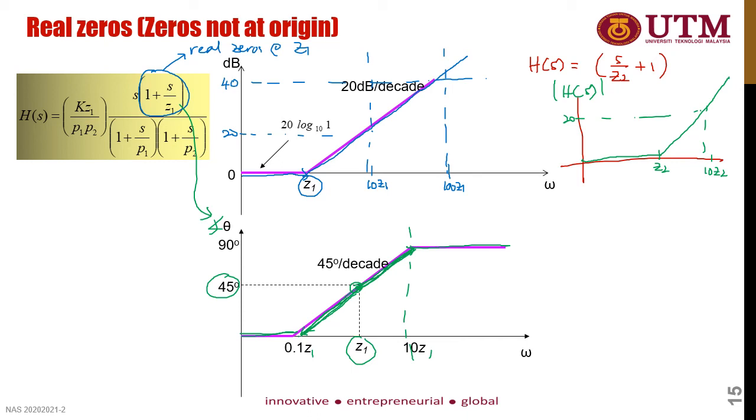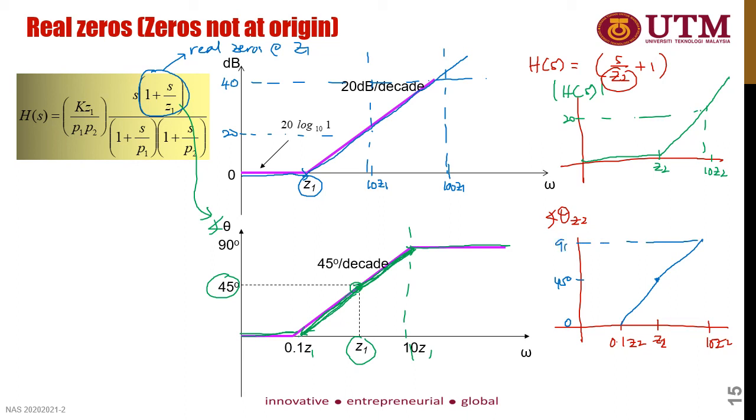For example, for the one at Z2, the phase for Z2. Let's have the phase. Here is your Z2, the earlier decade is 0.1 Z2, and the next decade is 10 Z2. For the phase plot, it must be 45 degrees at that particular frequency, Z2 in this case. So extend the line 45 degrees down, and to the next decade 45 degrees up.